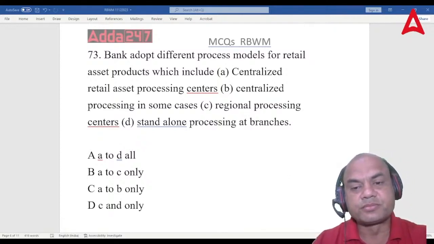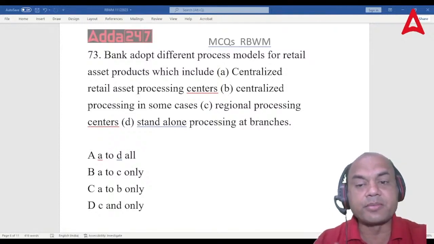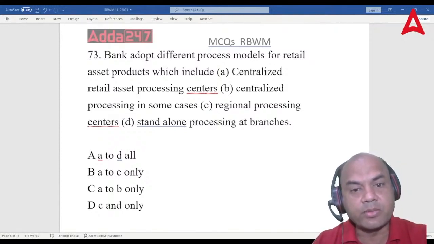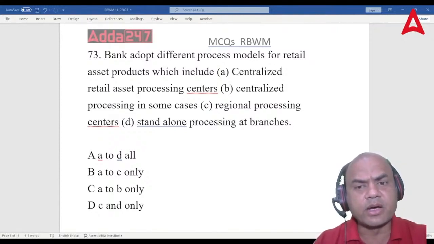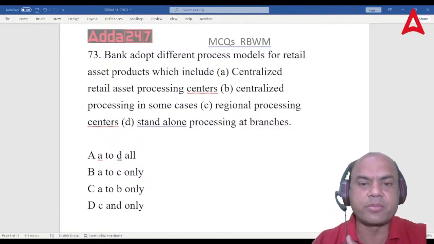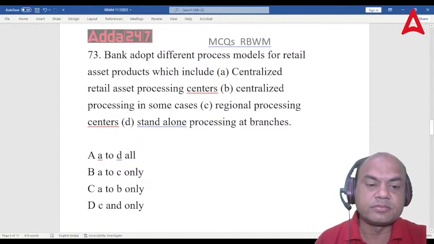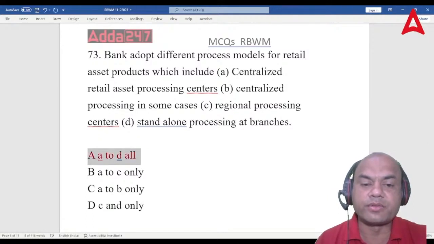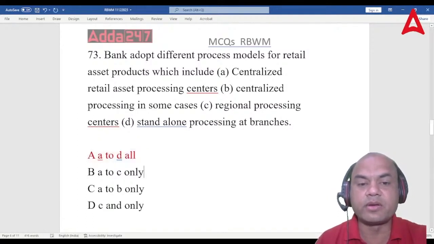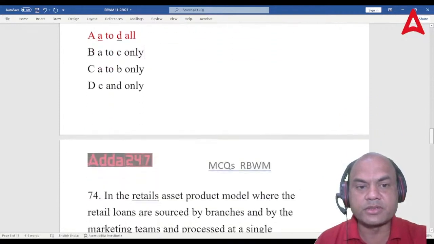Think. Sometimes there is only retail asset, sometimes centralized is done for all the products. Nowadays all the products are centralized, almost all, right? Banking products, retail processing centers, and standalone. So the answer is A to D all. Okay, all of them, A to D all. Okay, got it? Next one.